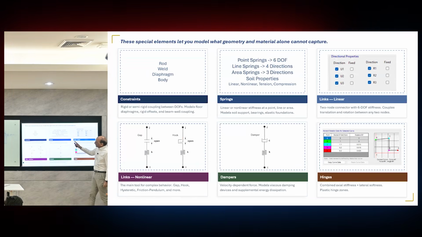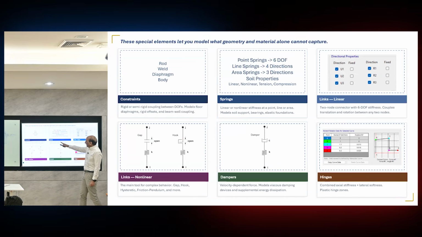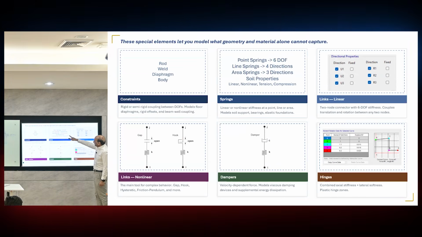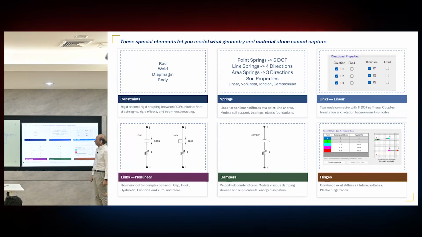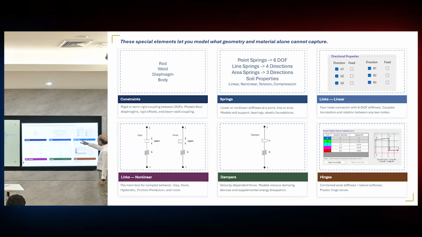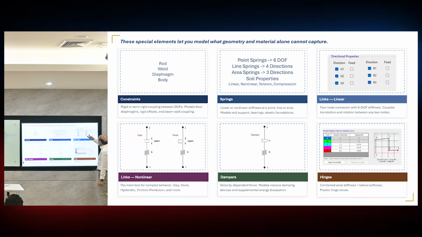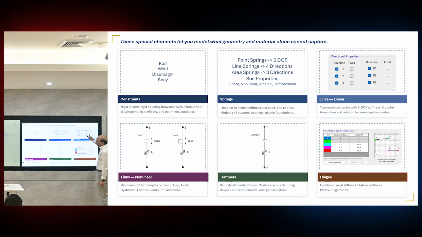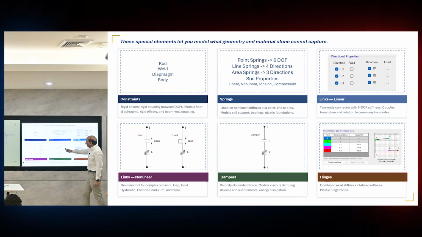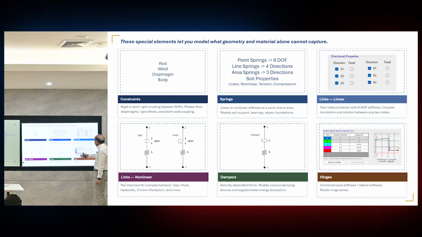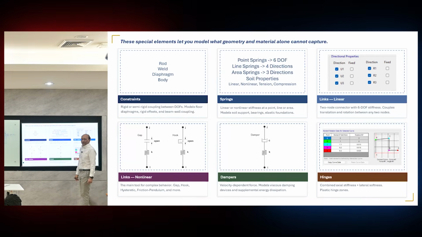On top of that, other behavior elements are constraints, springs, point springs, line springs, area springs, soil springs, many kinds of springs here. And then you have the links, linear. Each degree of freedom, in each direction, can be fixed or have a fixed stiffness. This can be nonlinear, gap, and hook. It can be a damper, or it can be a combined hinge, a nonlinear hinge for yielding.